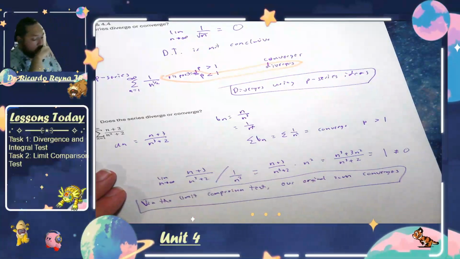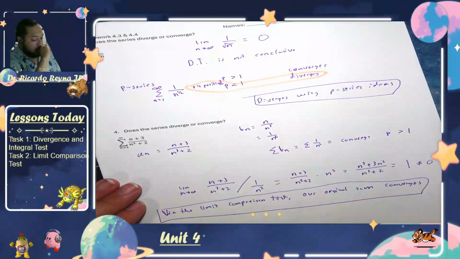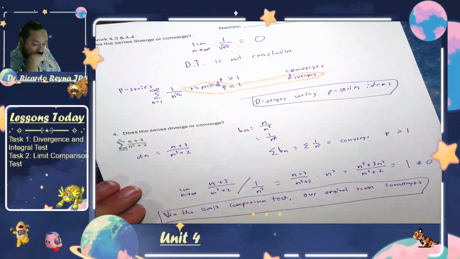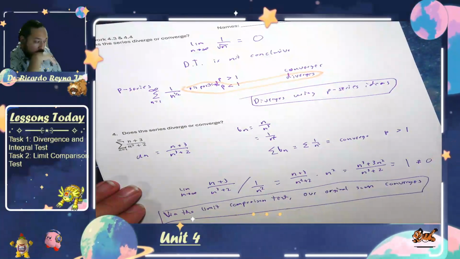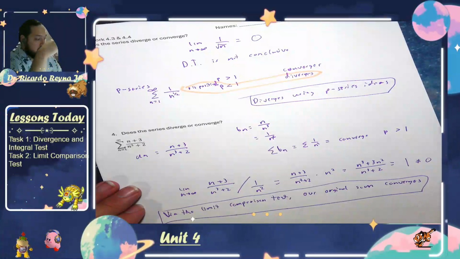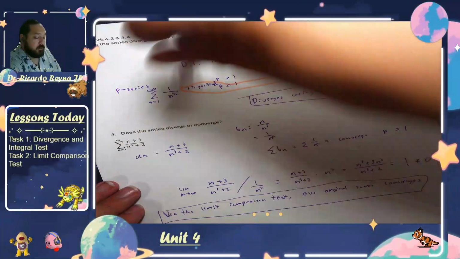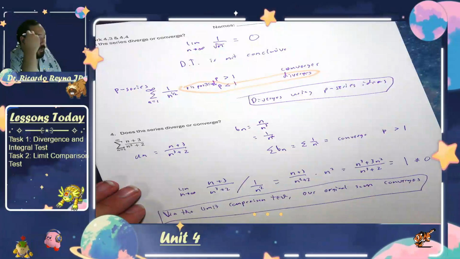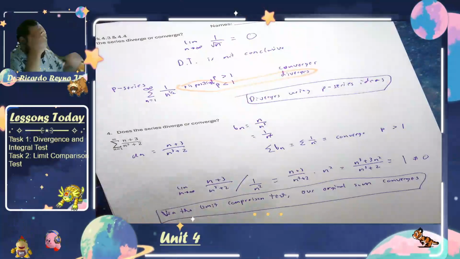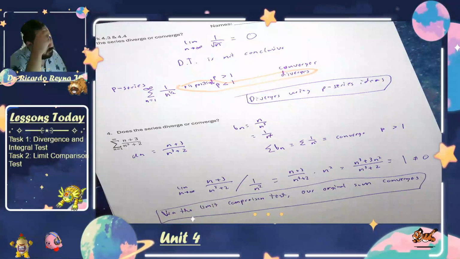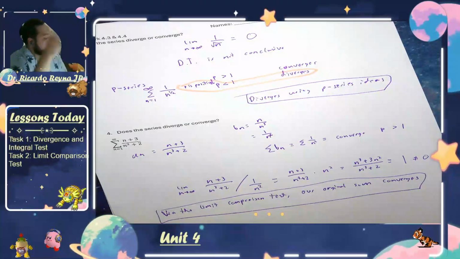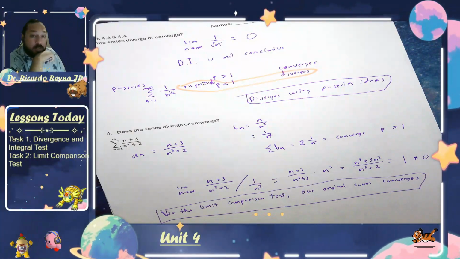Okay, let me just look around here just in case. You could also have determined that this diverges via the integral test as well. I just chose to rewrite it as a p-series just to practice. Yeah, that's pretty much it.